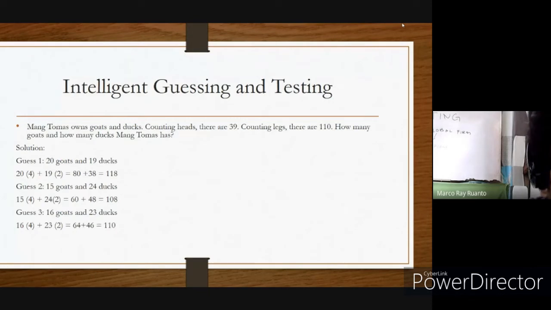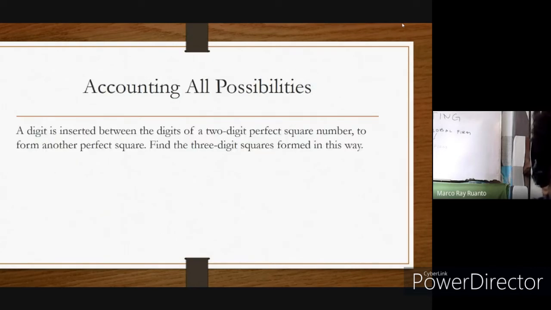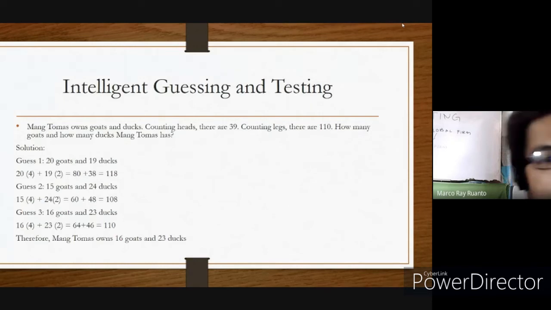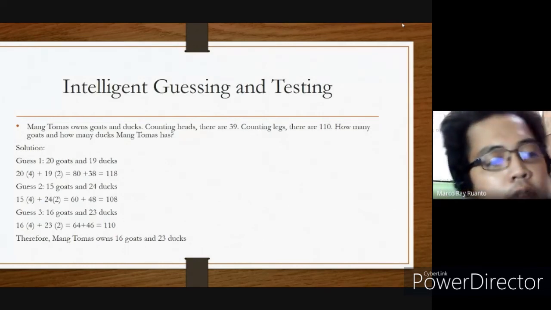My last guess is 16 goats and 23 ducks. So 16 times 4, I have 64. For 23 ducks, I will have 46 legs. If I add them, I have 110. So therefore, Mang Tomas owns 16 goats and 23 ducks.